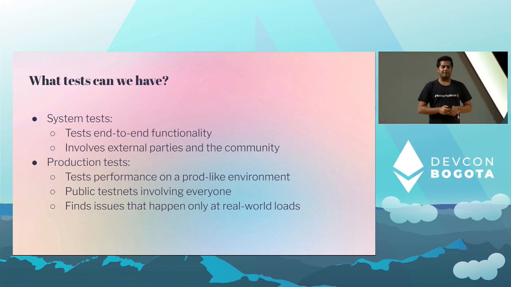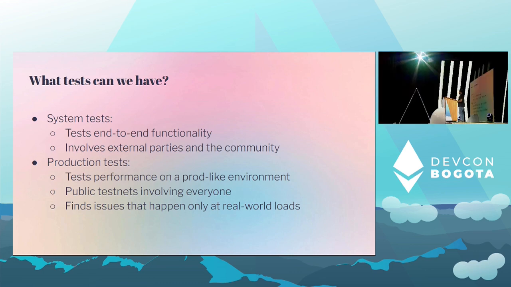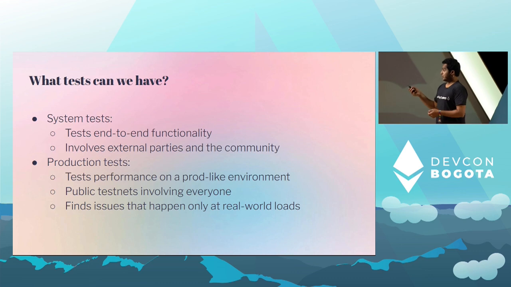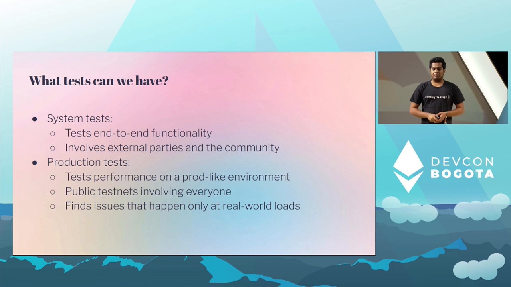This is something you guys might have seen with ShadowFork. So production tests sort of work on a prod-like environment. And I'll go into what ShadowForks are later on, but on a high level, we inherit all the complexity of mainnet. And this also includes public testnets. So if you guys remember Kiln or Kintsugi, that falls under this bucket. So you have everyone all over the place testing their things. Layer 2s are deploying over there. We have random DeFi protocols deploying over there. And these find issues that only happen on real world workloads. You probably can't simulate them any other way.